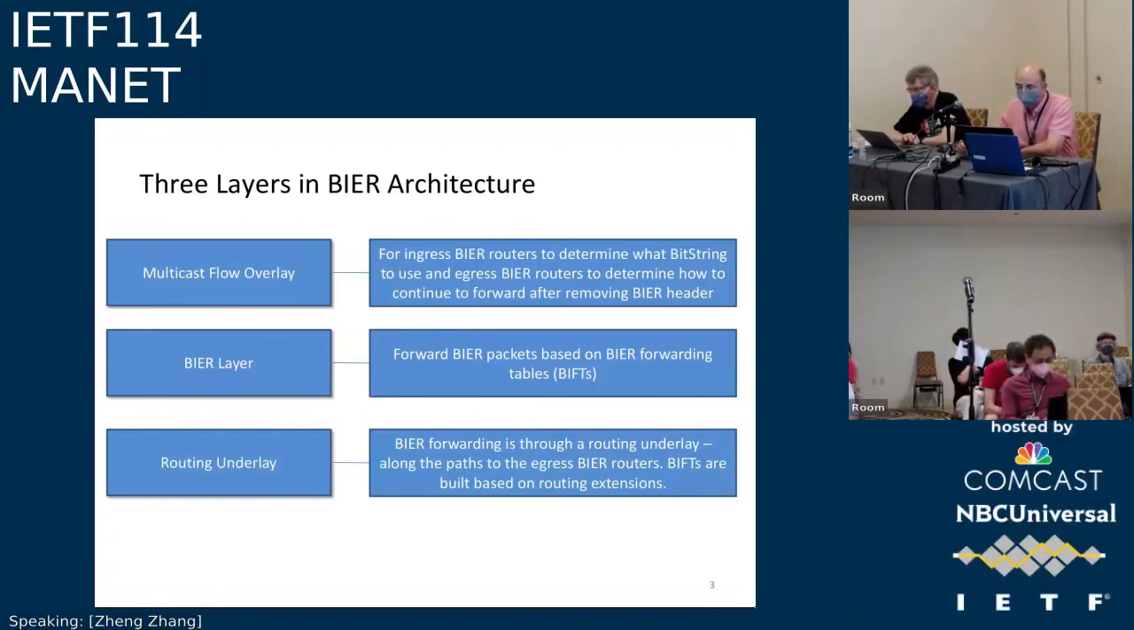The routing underlay is extending the routing protocols to build the BEER layer. The forwarding table used in the BEER layer is generated by the routing underlay protocols, such as ISIS, OSPF, or BGP, and of course Babel. The underlay protocol is extended to advertise the node's BEER information and compute the specific BEER forwarding table. That means the BIFT. Next, please.